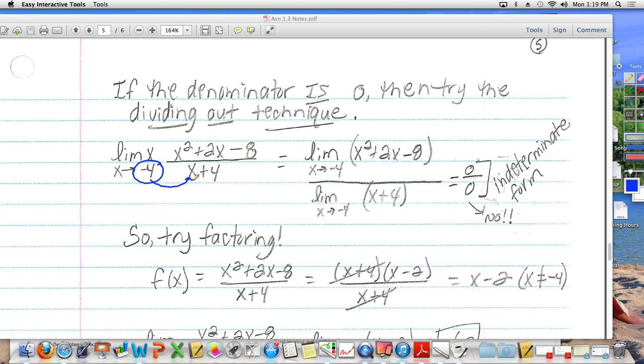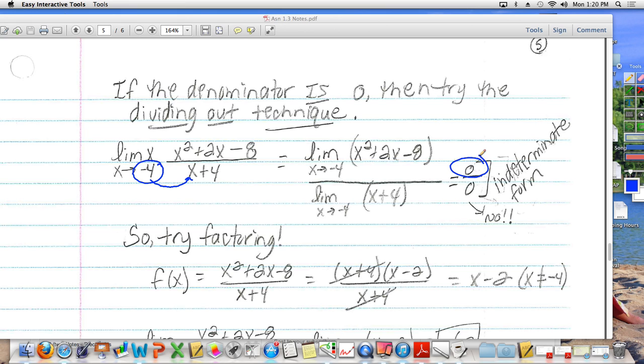Remember I talked about a moment ago, if you don't get 0 on the top, but you do get 0 on the bottom, the limit does not exist, and you can write DNE, does not exist, and get on with your life. But if you get 0 over 0, you're going to need to explore some other options, which is what's going to happen today, a lot.